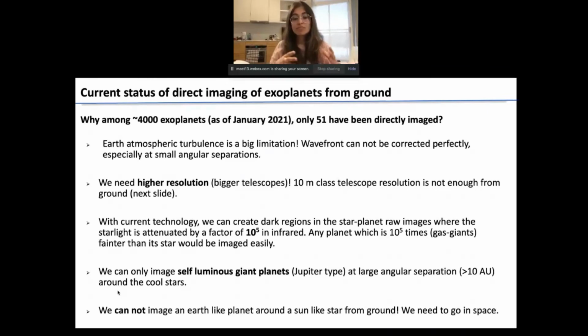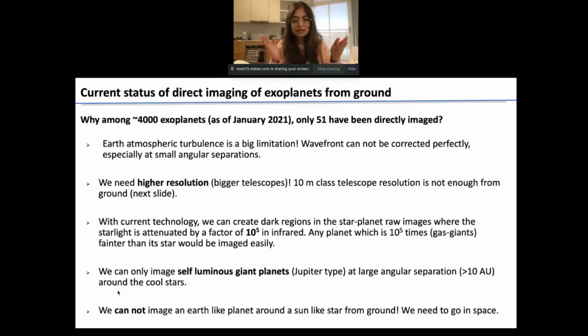We need to go to space, but then in space we have problems as well. As I said, we need bigger telescopes to be able to see a planet closer to its star. On the Earth we can make big telescopes. We are building 39 meters now, but in space we can't send big telescopes. The biggest telescope that we can send is a 4-meter class telescope, a 4-meter monolithic mirror. Monolithic mirror means one piece of mirror. With the current launching technology, we can't do more than that.